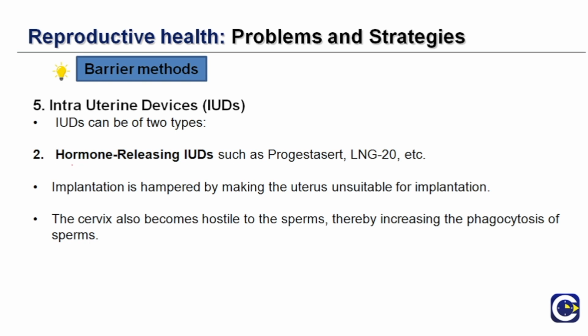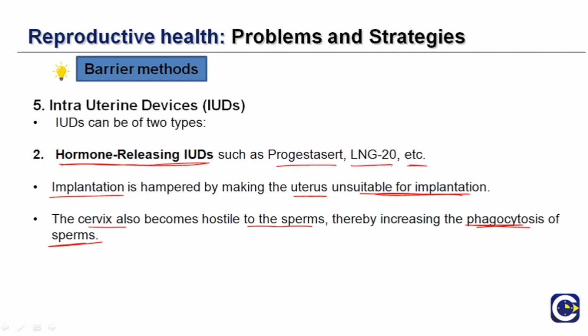Okay, the second type of intrauterine device is the hormone-releasing intrauterine device, and the examples are Progestasert, LNG-20, etc. Implantation is hampered by making the uterus unsuitable for implantation by releasing certain hormones. And the cervix will also become hostile to the sperms, thereby increasing the phagocytosis of the sperms. Again, these hormone-releasing intrauterine devices are inserted into the uterine cavity through the vagina, and these are different brand names.